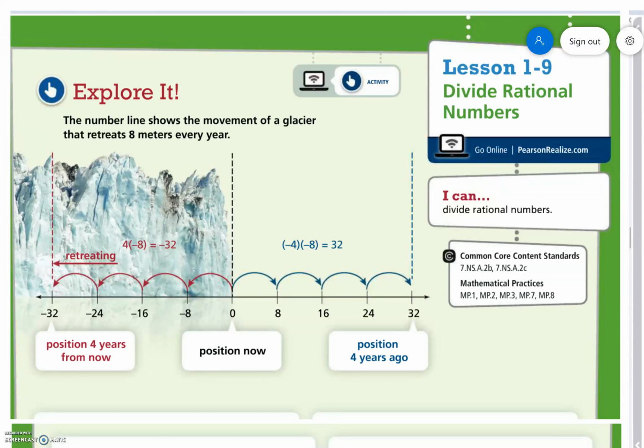Hi, 7th grade. Welcome to lesson 1-9, divide rational numbers. I can divide rational numbers is what I want you to be able to confidently say by the end of this lesson. So explore it.